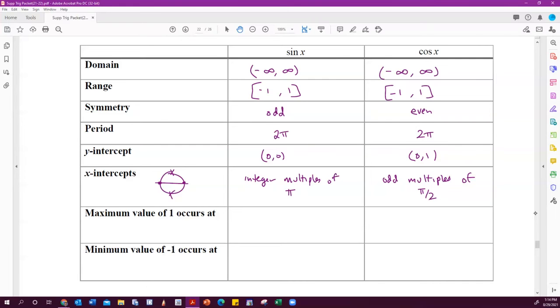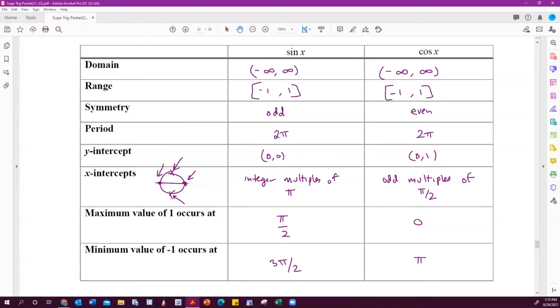In one rotation, the maximum value of 1 for the sine occurs at the top of the circle, so I'll label that here as pi over 2, and the min, the negative 1, the lowest you get, is at 3 pi over 2. Whereas the cosine starts at its maximum right-hand point, so that's 0, and its minimum, left-hand point, the furthest it gets to negative 1 over on the far left-hand side, is of course pi.